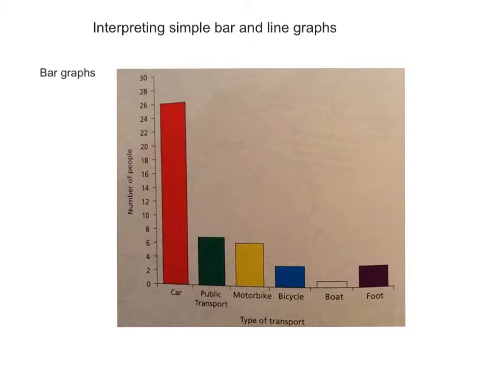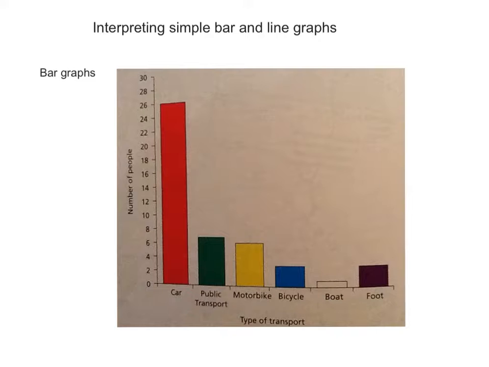Interpreting simple bar and line graphs and what the examiners are looking for. So this is a simple bar graph. It's showing on the y-axis number of people and how they travelled to a particular place. Always pick out the highest figure you can see. So 26 people travelled by car, and the least popular, one person travelled by boat.